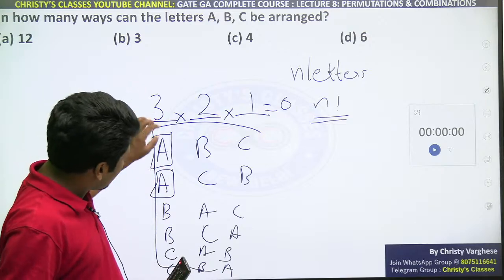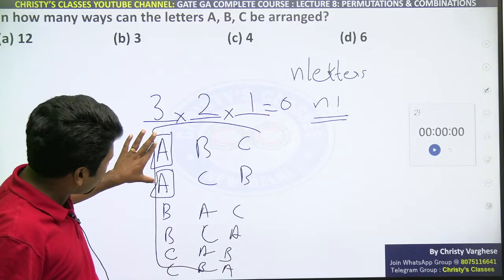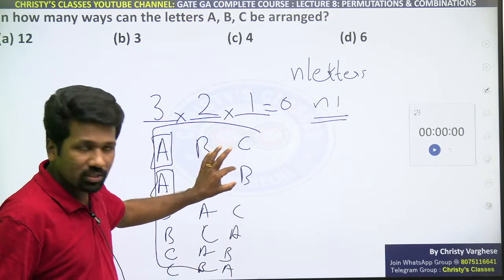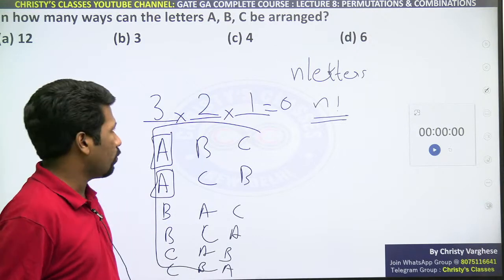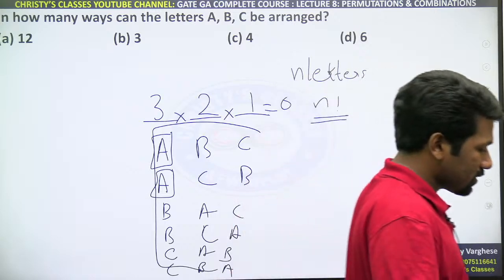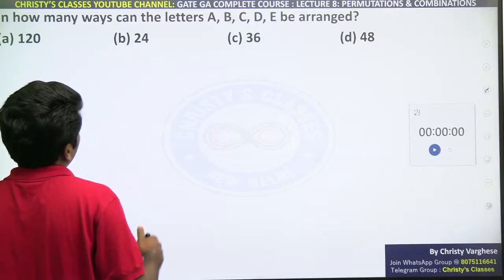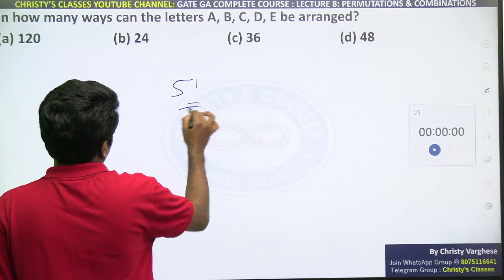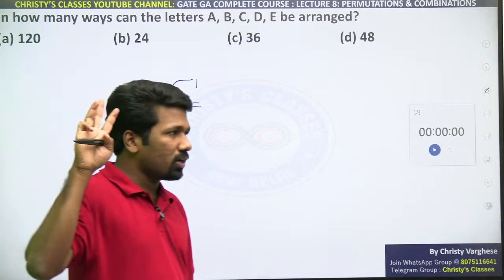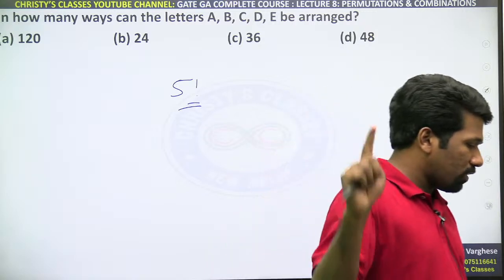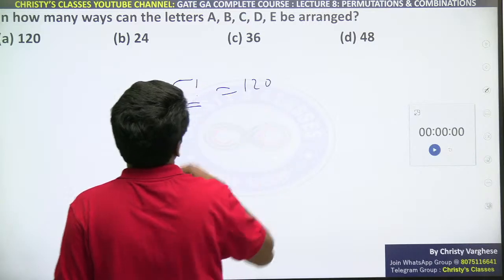Logically also understand there are 3 ways to fix the first position, A, B, C. For each of the 3 ways there is 2 into 1 ways, 2 ways to fix the second and third positions. That way you understand it, then you will not make a mistake. How much complicated is the question? So if it is A, B, C, D, E, what will be the answer? 5 letters of 5 factorial na. First position can be fixed in 5 ways, second in 4, third in 3, fourth in 2 and fifth in 1 way. So 5 into 4 into 3 into 2 into 1, that is 120 ways.